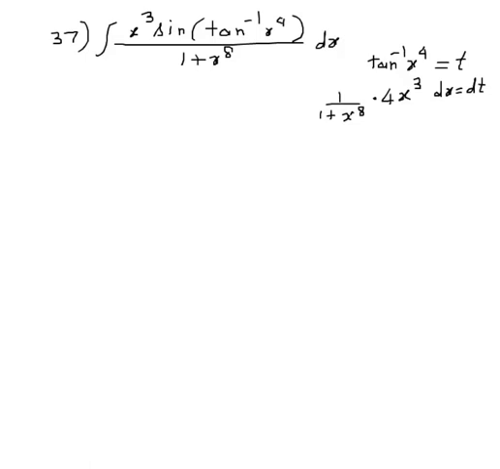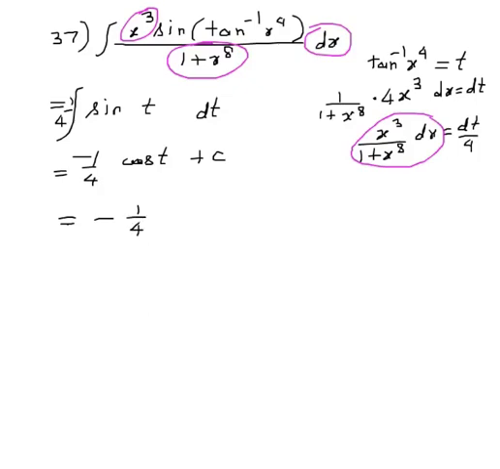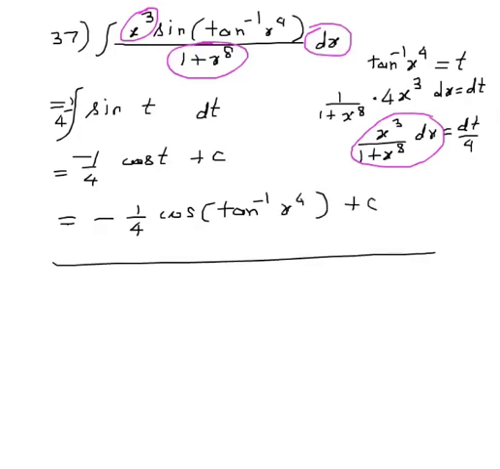dx is equal to dt. Therefore, x cube divided by 1 plus x raised to 8 dx is dt divided by 4. We have this here. So this becomes dt divided by 4 and sine of tan inverse of x power 4 is t. Now see how simple the function has become, which is very easy to integrate. An integral of sine t is minus cos t plus c, and substitute for t. The answer is minus 1 by 4 cos of tan inverse of x raised to 4 and plus c.